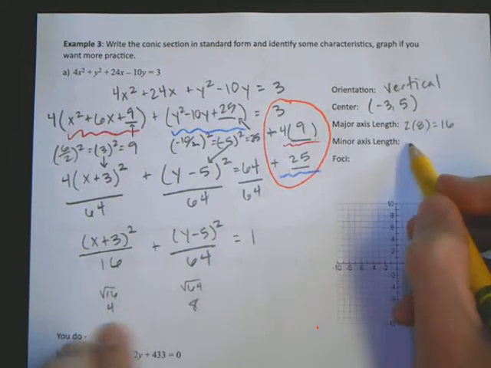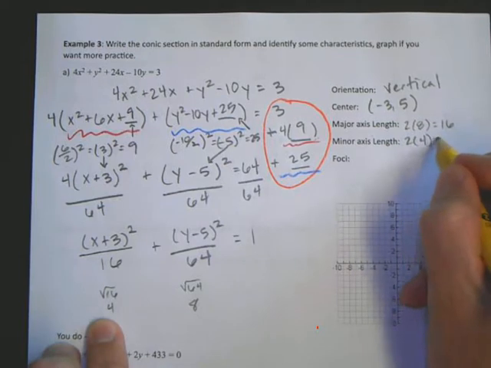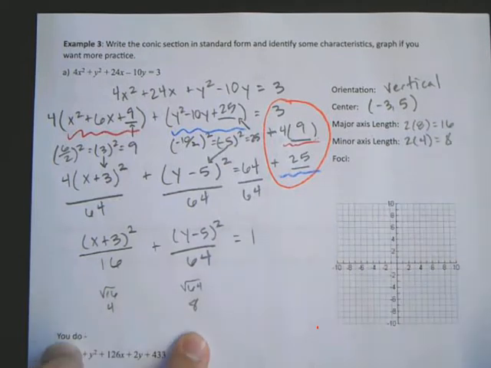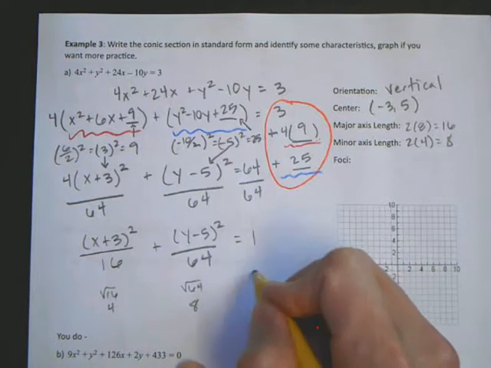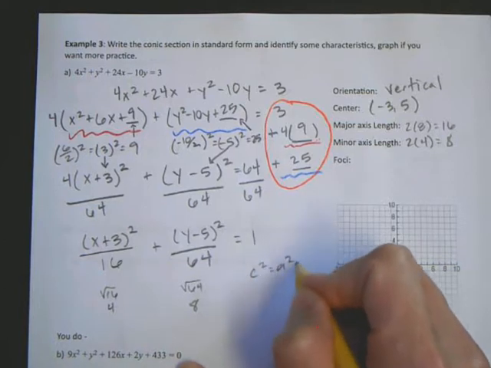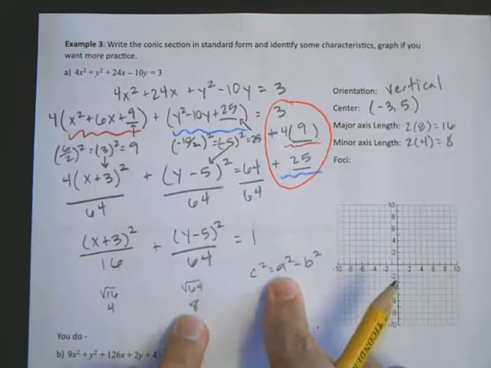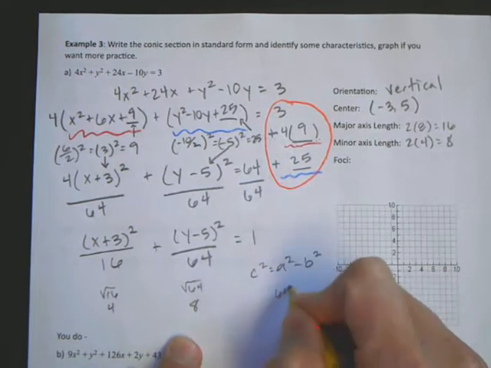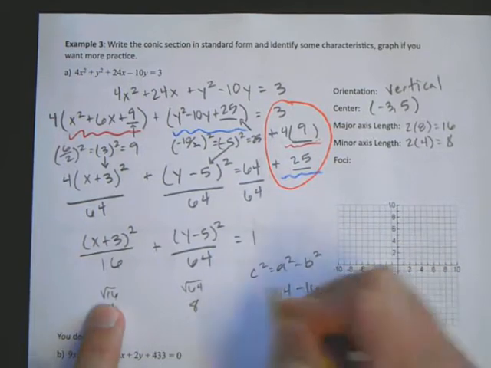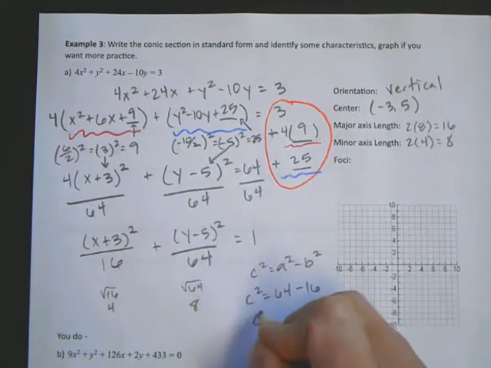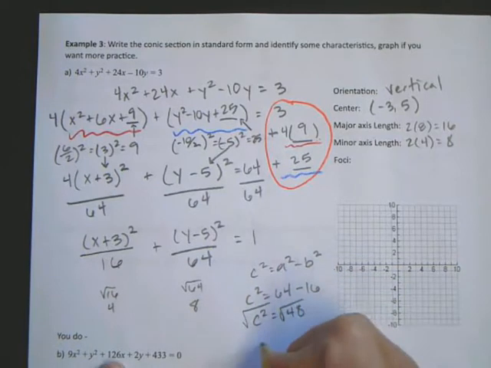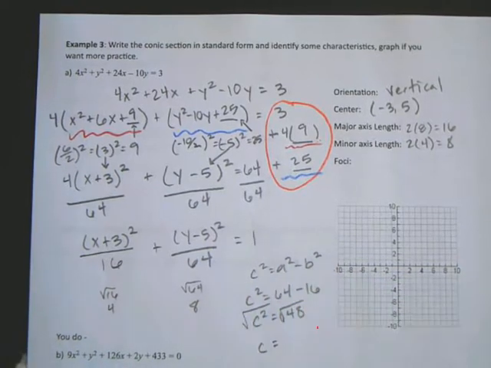Now our focus, the other math part, we need c. c squared equals a squared minus b squared. a squared is 64. b squared is 16. 64 minus 16 is 48. And this part's fun because we take the square root of that and we get not a whole number, 6.9. So we're going to call it the square root of 48.